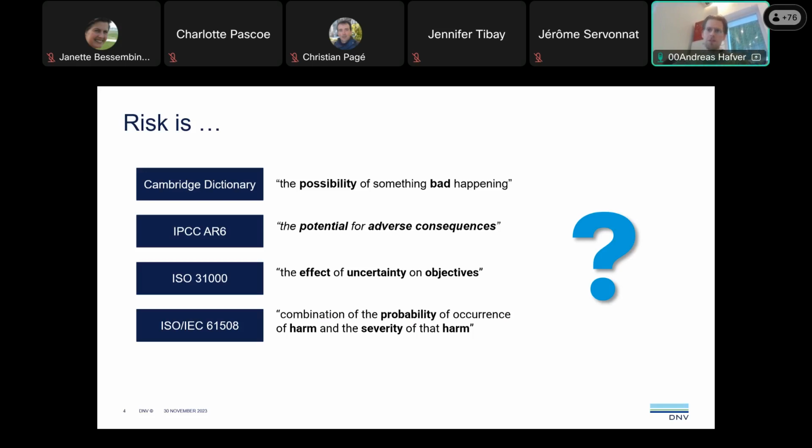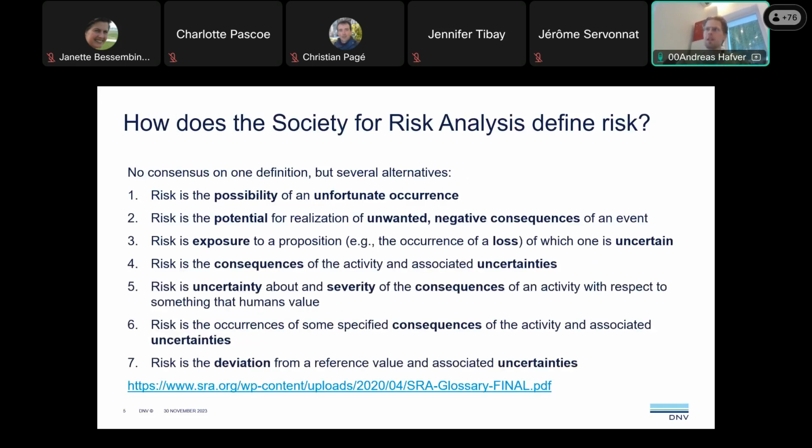If you go to the Society for Risk Analysis, you would expect that they have a clear definition of what risk is, but they actually have no consensus on the definition, but several alternatives. For example, that risk is the possibility of an unfortunate occurrence, or risk is the potential for realization of unwanted negative consequences of an event. I'm not going to go through all of them, but my point is just to say that there is not a consensus on the definition of risk.